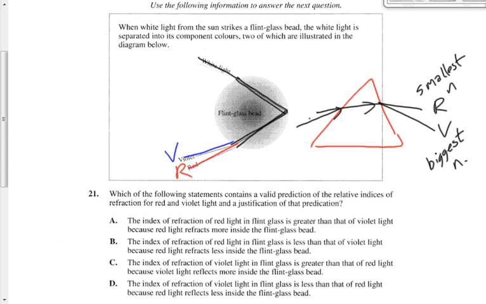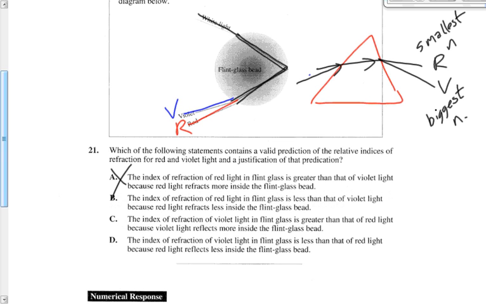All right, let's read through our options here. A, the index of refraction of red is greater than that of violet. No, look, by thinking back to the very first diagram we drew for refraction and dispersion, we just said that the index of refraction for red is smaller. B, the index of refraction of red light is less than that of violet light. All right, that seems to work. C, the index of refraction of violet light is greater. Okay, that might seem to work. D, the index of refraction of violet light is less. No, that doesn't work, because we know it's more. So which is it, B or C?